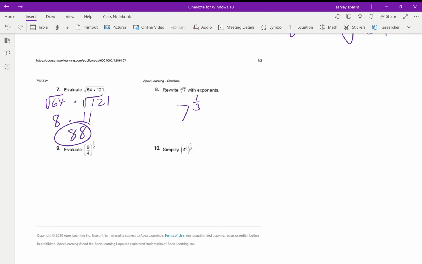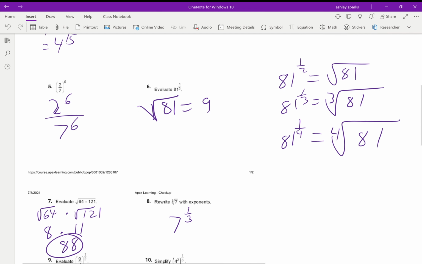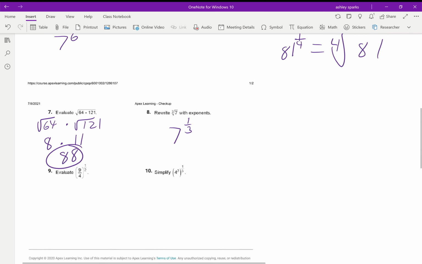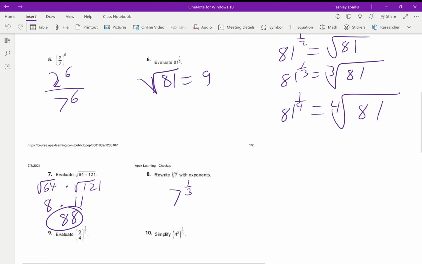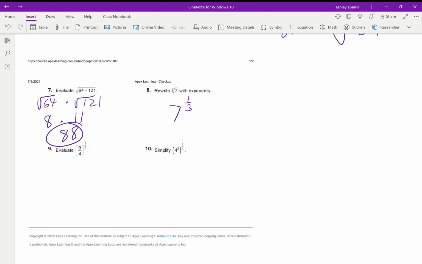This wants me to evaluate. We've already talked about if I do something to a 1/2 power, that's the same as doing the square root. We've also talked about if you do it to the top, you do it to the bottom, it gets distributed. So I could rewrite this as a square root of 9 over the square root of 4. This says to evaluate, so we are going to simplify that down. The square root of 9 is 3, and the square root of 4 is 2.